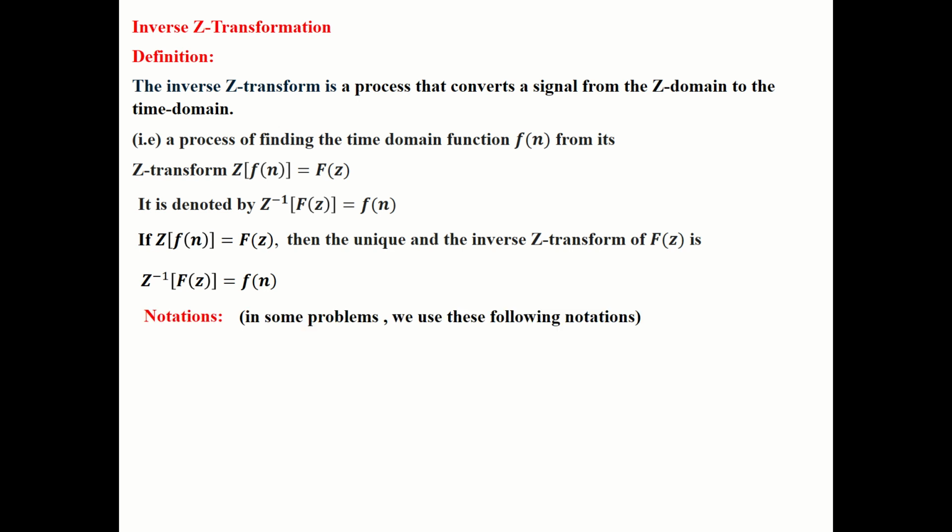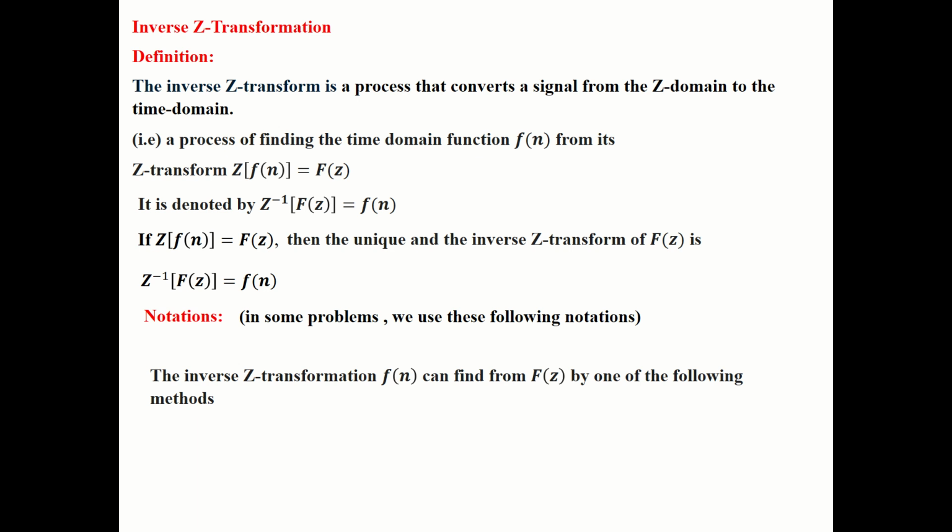So some notations we are using in some problems. f of n can be denoted by f of suffix n, right? Sometimes, instead of capital F of Z, they will use u of Z, right? Whenever they are using u of Z, the time function should be in the form of u of suffix n or u of n. As we know previously, u of n is the standard notation for the unit step sequence or unit step function. So based on that you have to carefully use the notations, right?